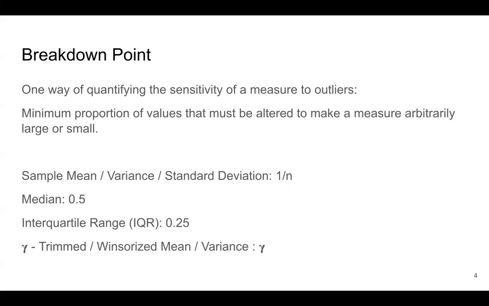And gamma trimmed and Windsorized mean and variance. I know we haven't covered trimming and Windsorization. Spoiler alert, we're going to cover trimming and Windsorization in the next chapter, section 1.2, how to deal with outliers. So for gamma trimming and gamma Windsorization, the breakdown point is gamma. So let's say 20% trimming or 20% Windsorization will give you a breakdown point of 0.2.